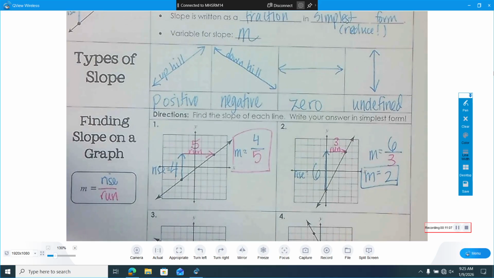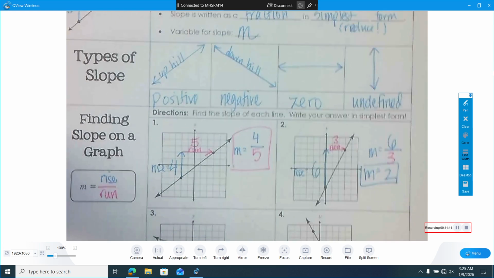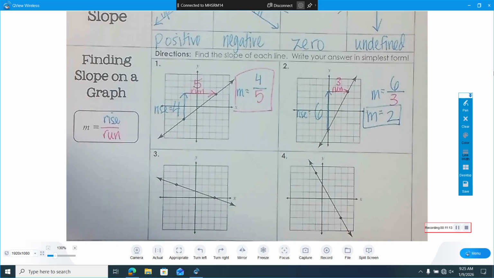Okay? How are you feeling? It's pretty easy. Today we're coloring. Happy Friday. Okay, let's look at 3 and 4 here.